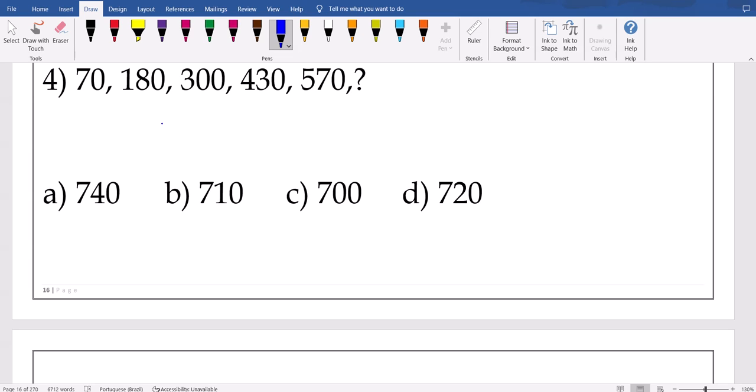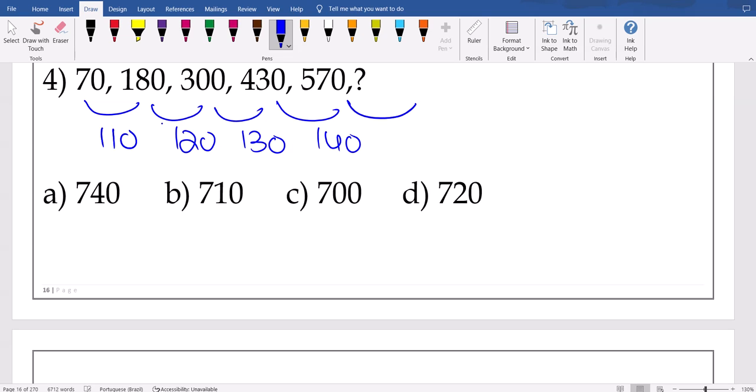Right. So here the difference is 110, then 120, then 130, then 140, then 150, which will give 720 as the answer. Super. The majority of questions in Mettl use differences only. In fact, almost every question, if you work on it, you can find its differences related stuff.